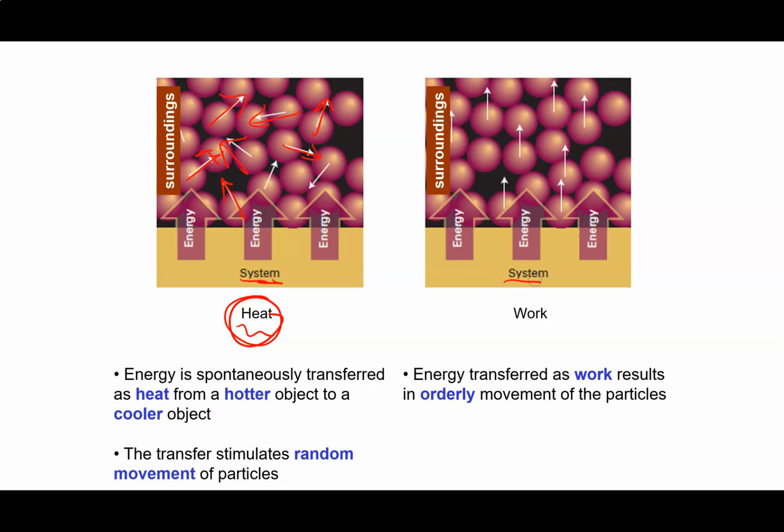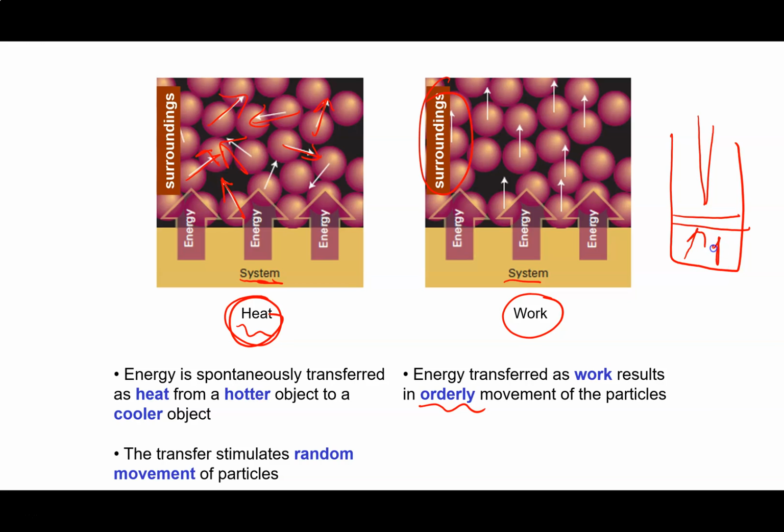Now, if the system transfers energy to the surroundings via work, then we're going to push those particles in a net direction against some force. So there'll be an orderly movement of the particles. An example that is often given is when a gas expands, pushing a piston back. The gas expands and that piston rises up and it moves in an orderly manner. So that would be an example of energy being transferred as work.